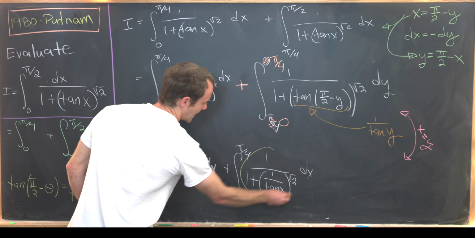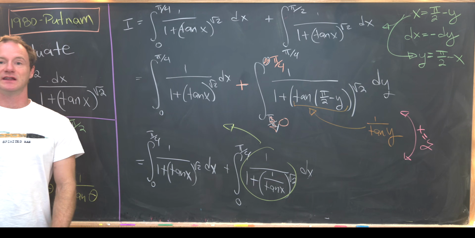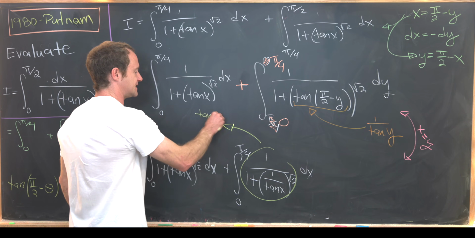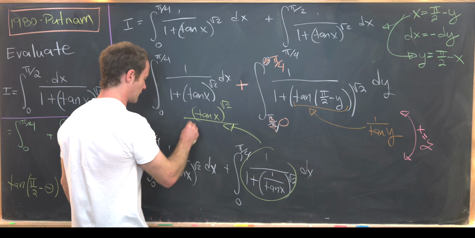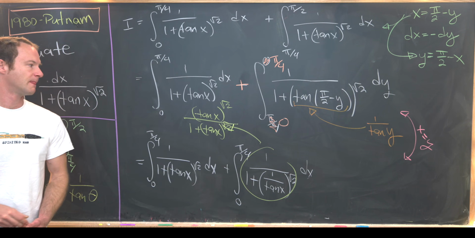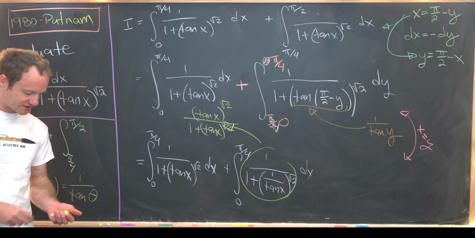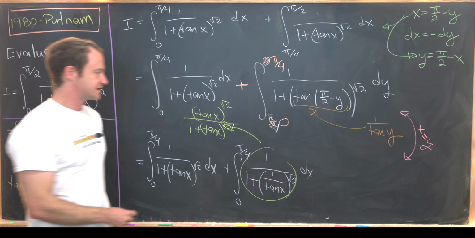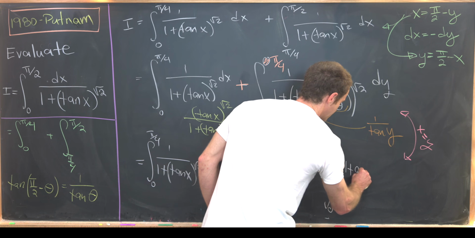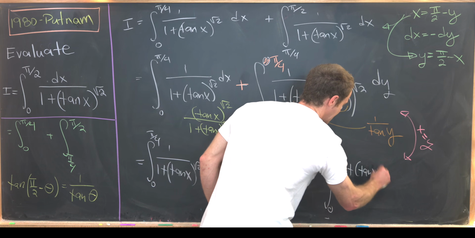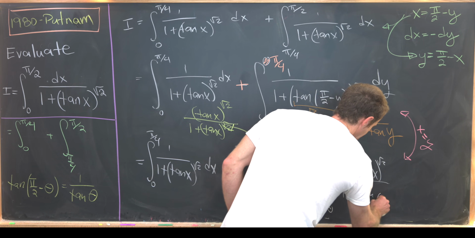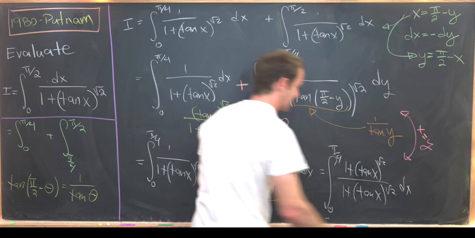Okay, so now let's see if we can simplify this second term. Well, we can multiply the numerator and the denominator by tangent of x to the square root of 2, leaving me with tangent of x to the square root of 2 over 1 plus tangent of x to the square root of 2. Okay, but now if we add these two integrals together, we'll see that we get the integral from 0 to pi over 4 of 1 plus tan x to the square root of 2 over 1 plus tan x to the square root of 2 dx.